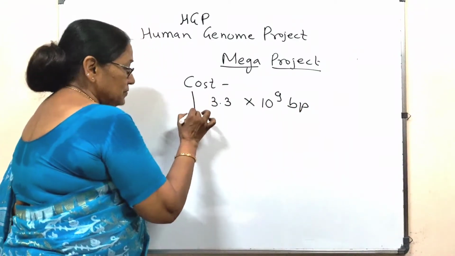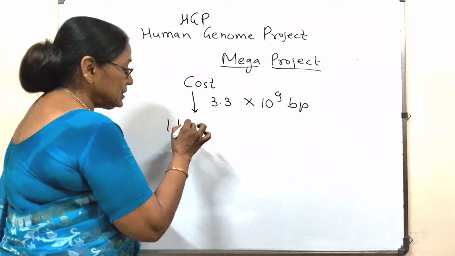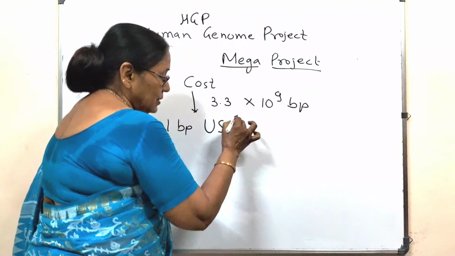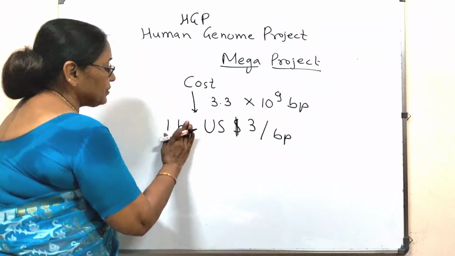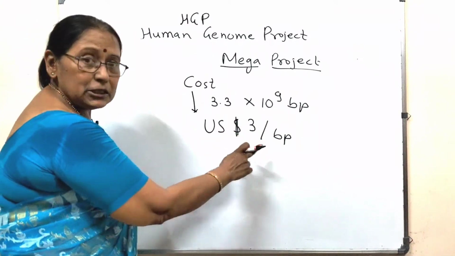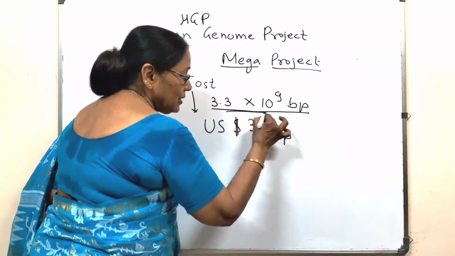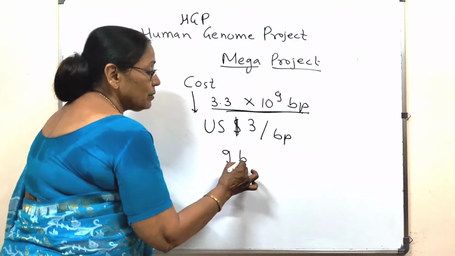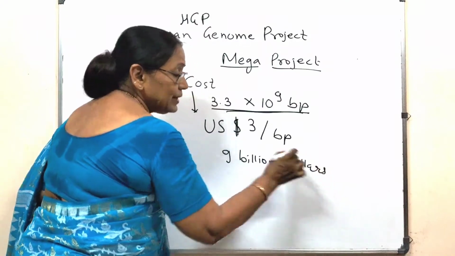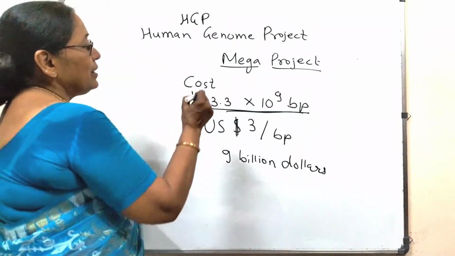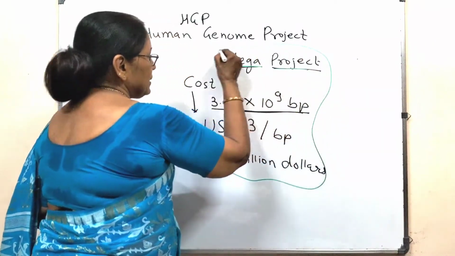And the cost for sequencing of one base pair was US $3 per base pair. That means to sequence all of these, you need $9 billion. This is the reason why HGP is called a mega project.